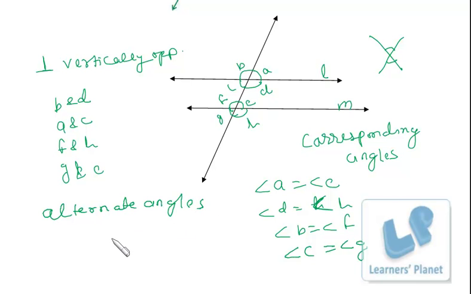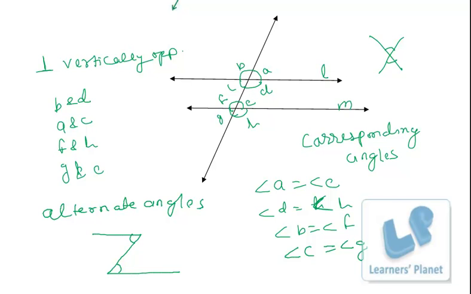Now for alternate angles, you can see a shape of Z, right? When you see a shape of Z, this angle will be equal to this angle. That means one angle is on the left hand side of the transversal and the other is on the right hand side of the transversal, right?